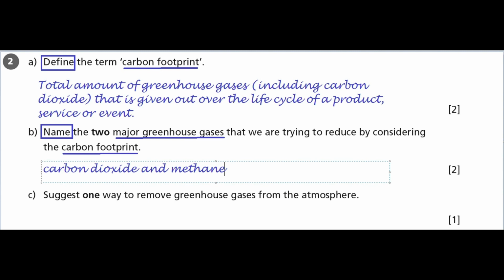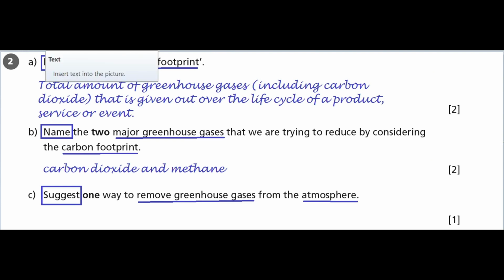Part C. Suggest 1 way to remove greenhouse gases from the atmosphere. So what's the command word here? The command word is suggest. Okay, and that is to simply state some ideas that could work here. And it's about the removal of greenhouse gases from the atmosphere. So that's not about producing less greenhouse gases into the atmosphere. It's about how do we get rid of them when it's already there.